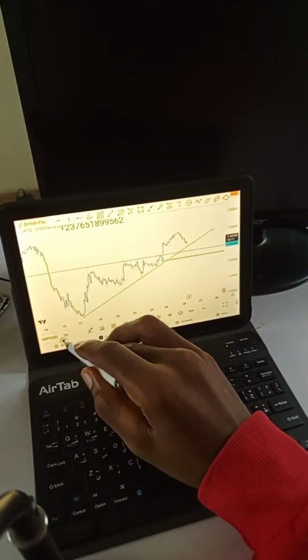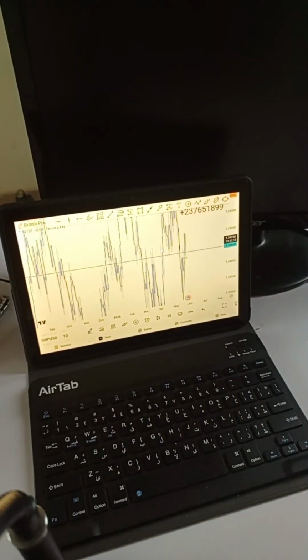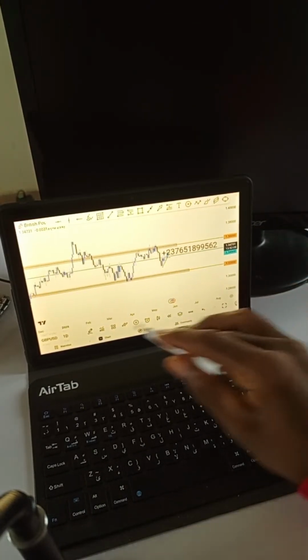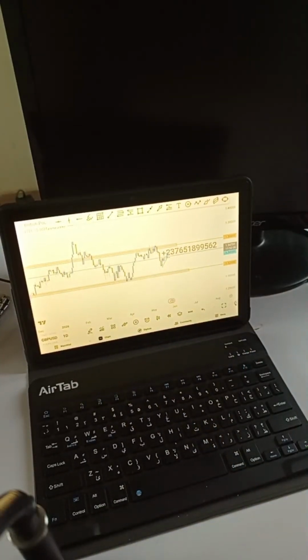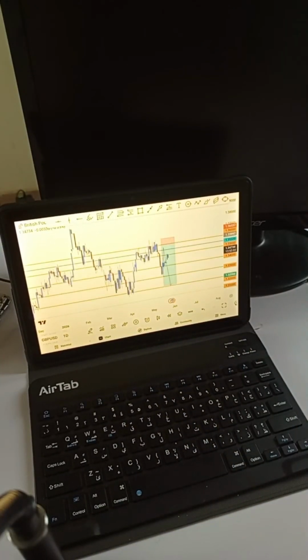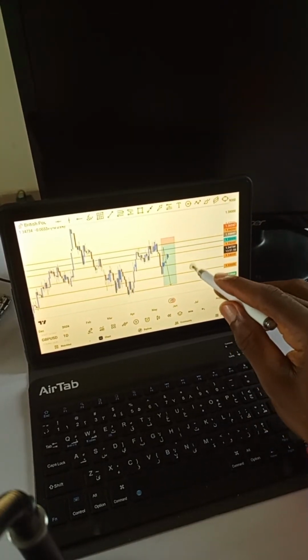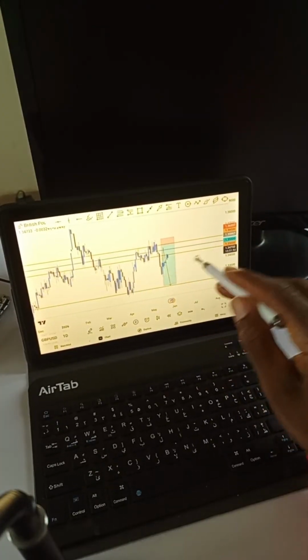All right, let's just go to the daily time frame so you can know exactly what we've been looking at. Okay, so I'll use this chart where I already have everything marked out. This is what we've been looking at on GBP USD. So let me reduce the lines so you don't get confused.